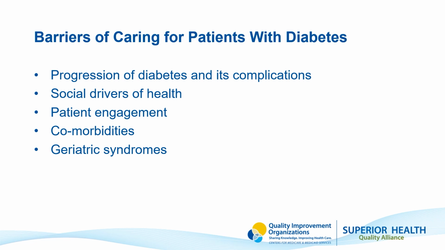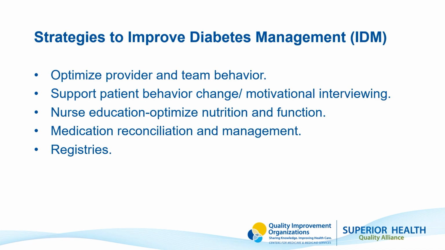There are barriers, but there are also some effective strategies to reduce these barriers. First, we need to optimize the behavior of the provider and the care team. This means implementing standardized care processes and protocols, such as regular monitoring of A1Cs, blood pressures, and lipid levels to ensure consistent patient care management. The care team should be able to act promptly to adjust treatment plans when blood sugar levels rise.